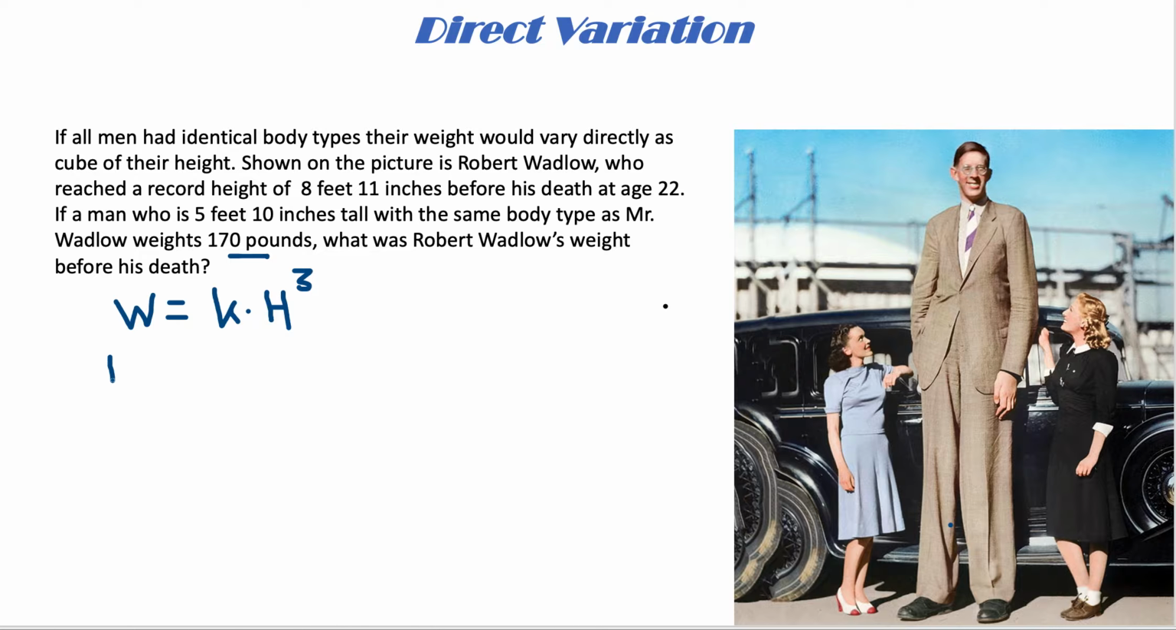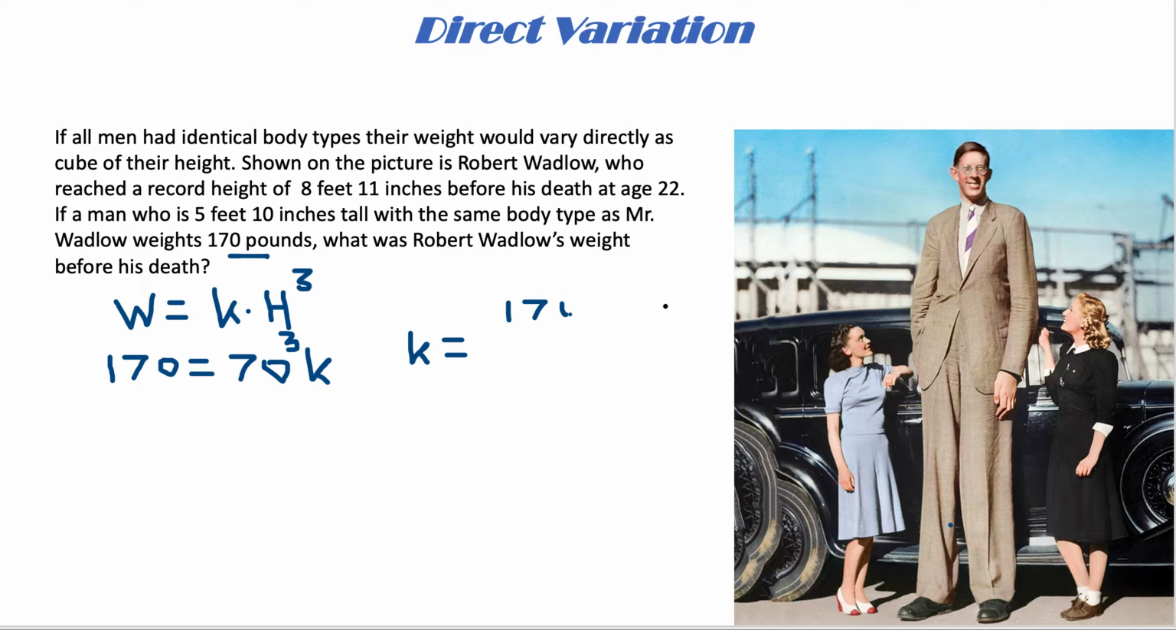So instead of the weight, we plug in 170, and we want to find the value of k, because here we have the height. The height is 5 feet 10 inches, so we have to convert to one unit, inches. 5 feet is 60 inches plus 10 is 70 inches. So we have 70 inches, and we have k. Don't forget that the 70 inches is cubed, because the height is cubed.